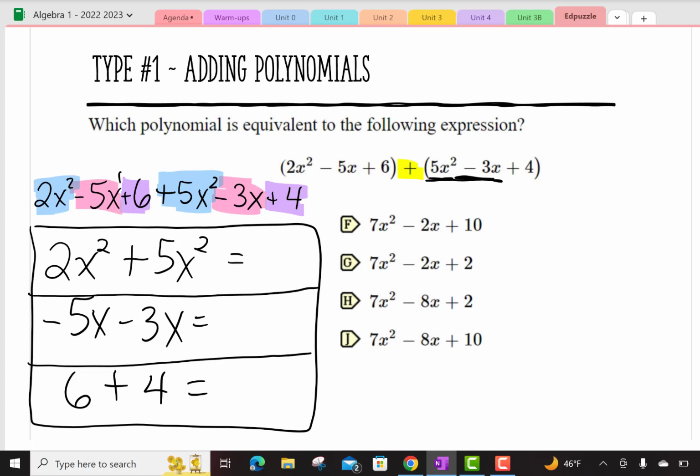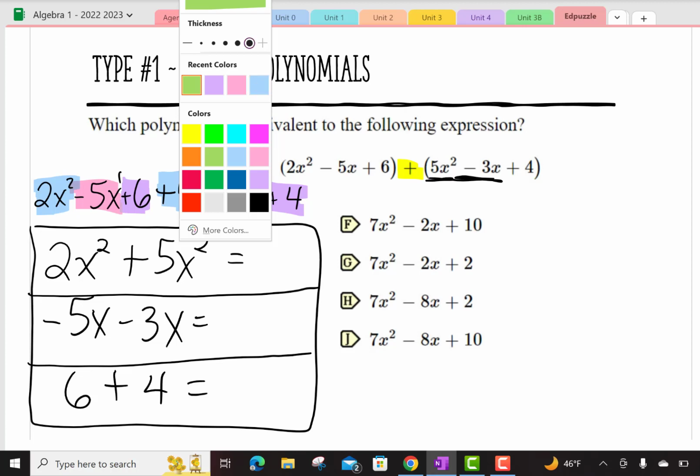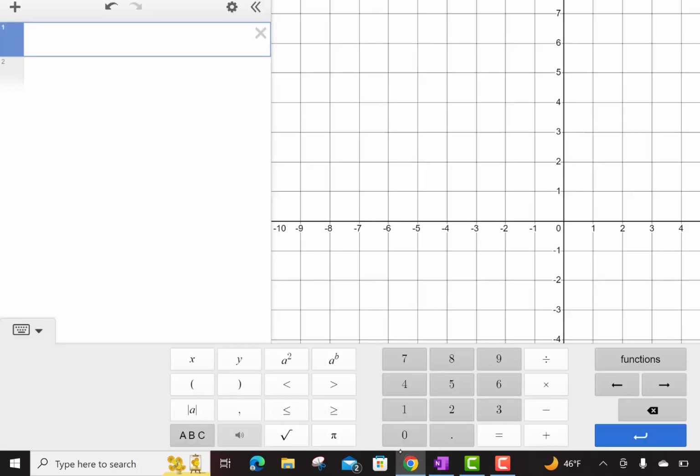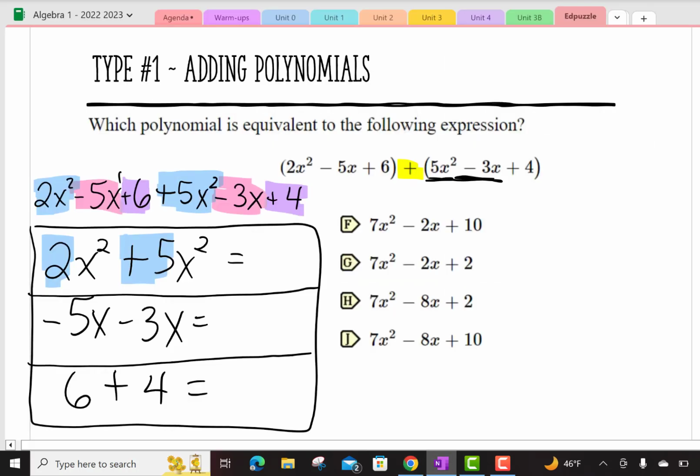Alright, then all you have to do is type the big numbers in Desmos. So solo necesitas escribir los números grandes en Desmos. Do not write letters in the calculator. So the first one we have is 2 plus 5. You can do that in your head, 2 plus 5, or you can go here and do 2 plus 5. The answer is 7. So 7 what? 7 and then x squared.